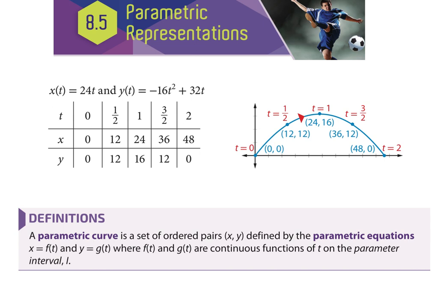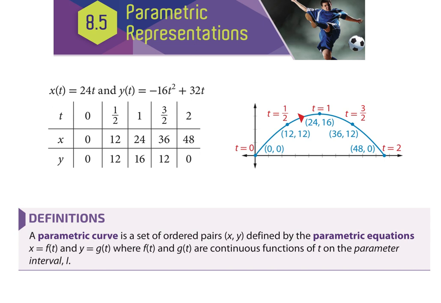X of t is 24t and y of t is negative 16t squared plus 32t. And then they give you specific times, 0 seconds, half a second, 1 second, 3 halves, 2, etc. Or minutes or whatever your time is in. Basically what you're doing is you have an xy that generates the graph, but the xy is based on a third variable, time. And that's the variable that's going into your xy equations to generate your xy coordinates for this.